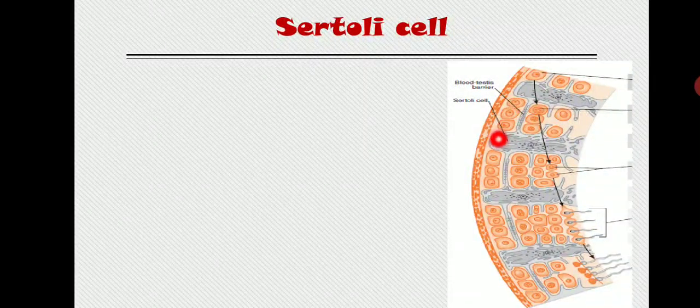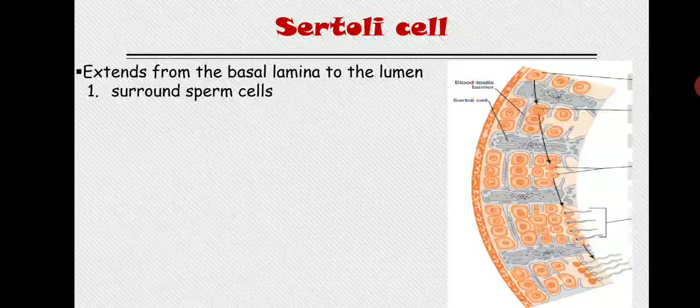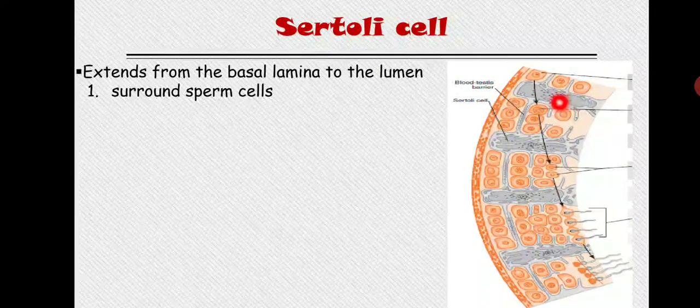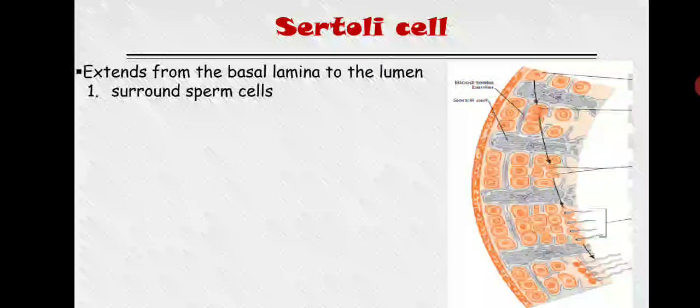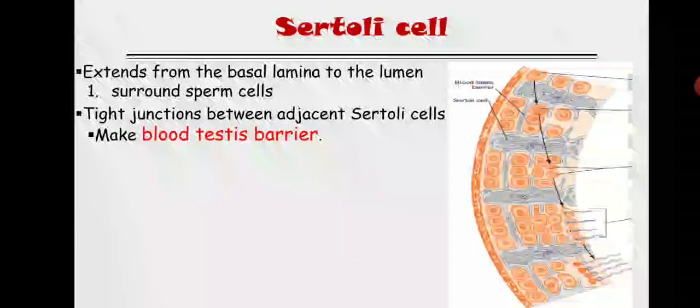This one, present at the most basal level, is known as the spermatogonia. So the Sertoli cell extends from the basal lamina. This one is the basal lamina and over here there is a lumen, right? And it surrounds the sperm cells. You can see there are tight junctions between two adjacent Sertoli cells. These are basically the junction between two Sertoli cells, and this junction is known as the blood testis barrier. Tight junctions will be present between the two adjacent Sertoli cells and will make a blood testis barrier.